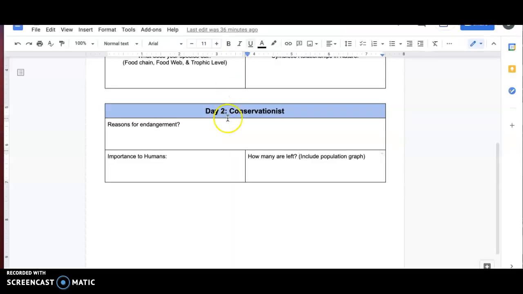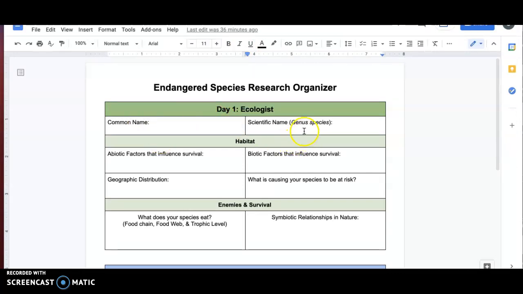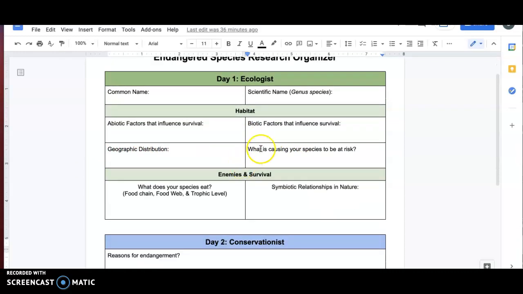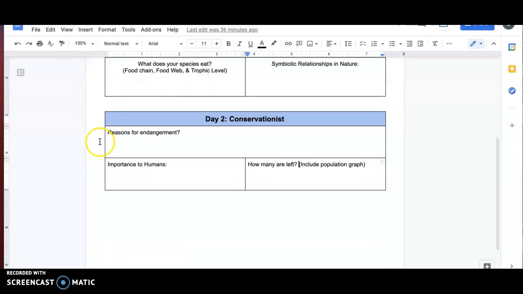So when we go back and look at it: scientific name, common name, looking at its habitat, what are some abiotic factors, biotic factors that affect its survival, where do they live? You can put that map in there. What's causing your species to be at risk, what does it eat, provide a symbiotic relationship, reasons for endangerment, why are they important to humans, and how many are left. Now those sites that I shared with you are just a starting point. You may have to dive into it a little bit deeper to gather some more of this information.